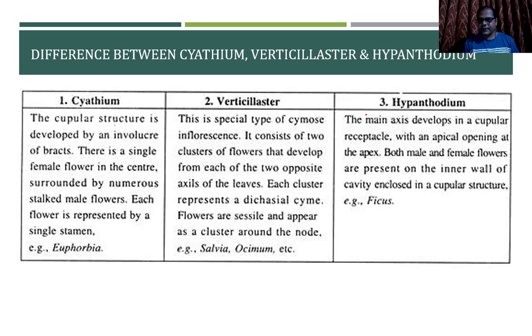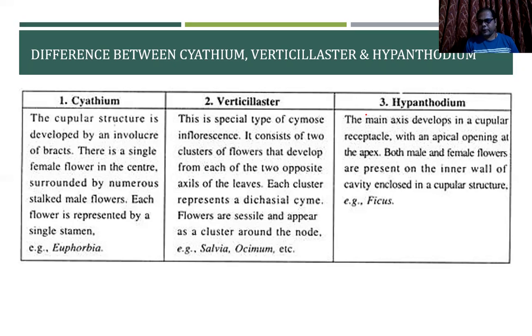In the case of verticillaster, it is a special kind of cymose inflorescence. It consists of two clusters of flowers that develop towards the two opposite axes of the leaf. Each cluster represents a dichasial cyme. The flowers are sessile and appear as a cluster on the node. Now this dichasial cyme, as we have already seen, further gets converted into a monochasial helicoid kind of cyme inflorescence.